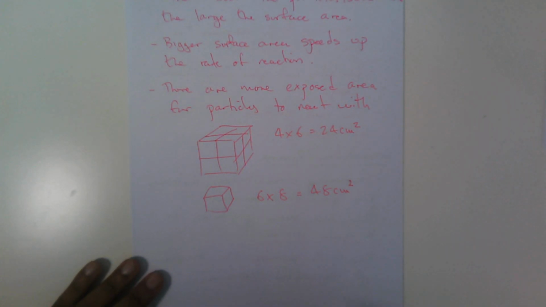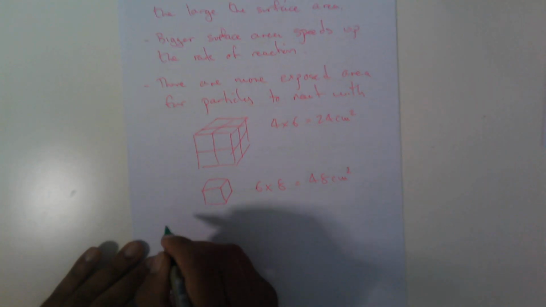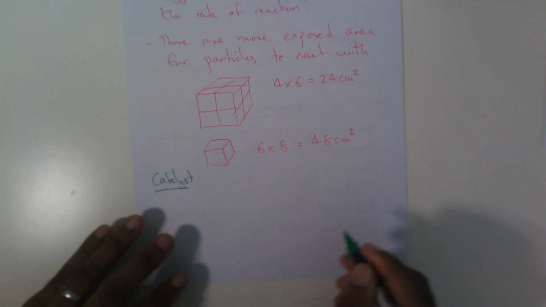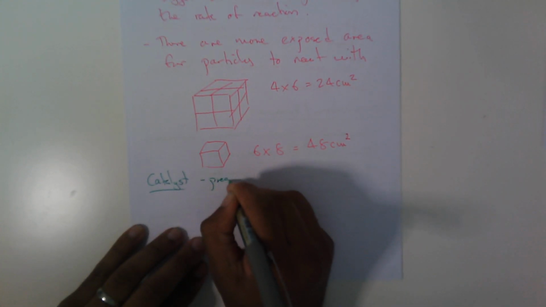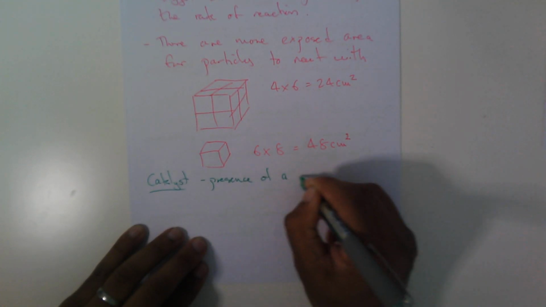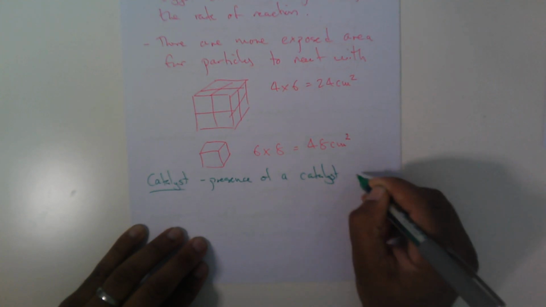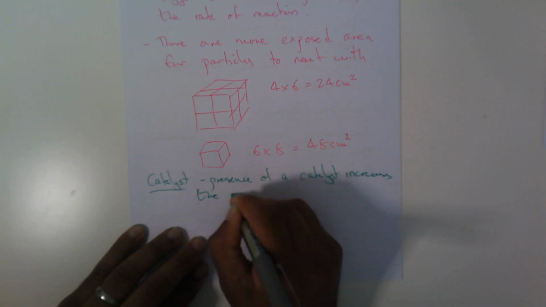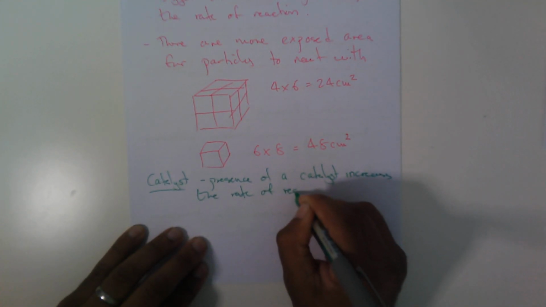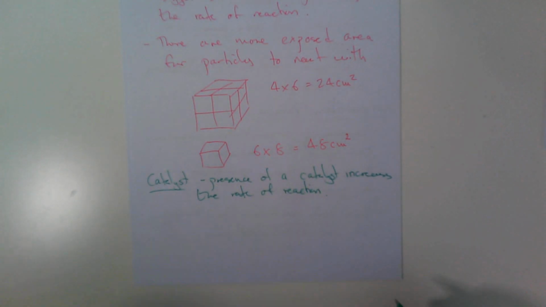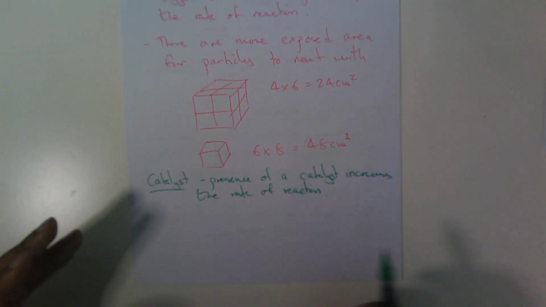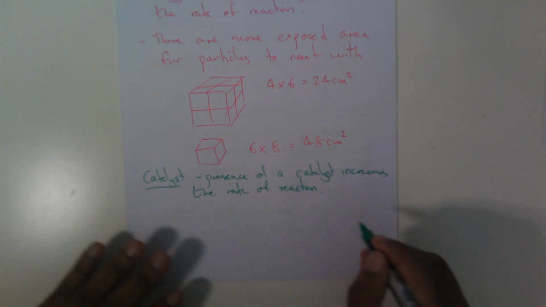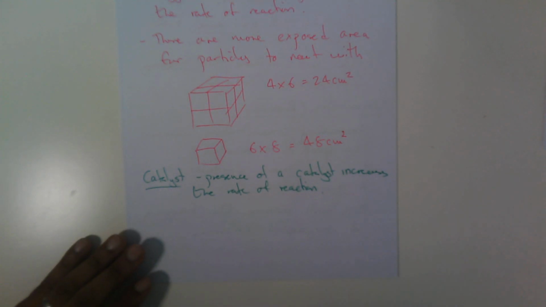Okay, so that's the third variable. And the fourth one is a catalyst. So the presence of a catalyst increases the rate of reaction. Transition metals, often if they ask you what transition metals are used for, catalyst is a good example to say. If you think about it, iron and platinum can be used as a catalyst.